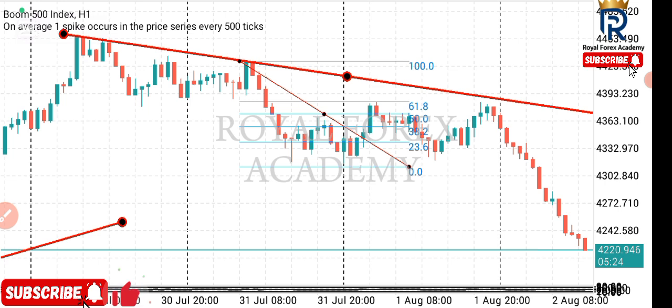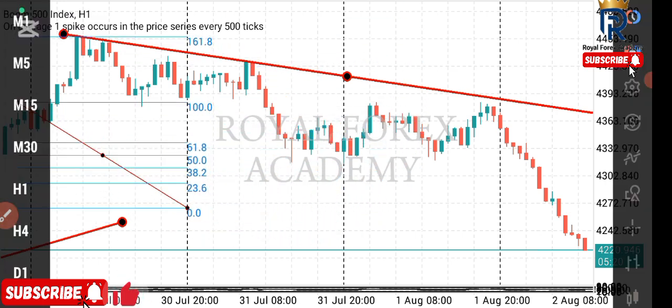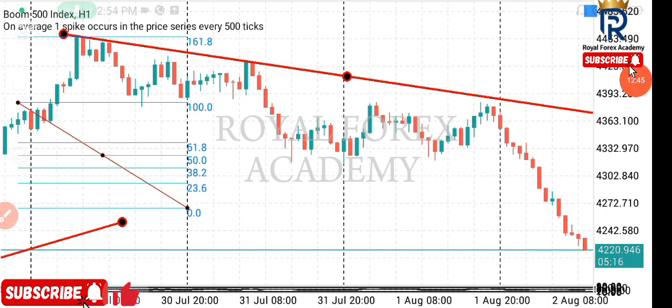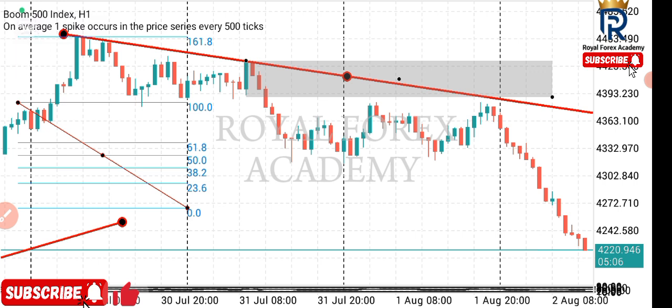Another way is for you to identify zones. You can identify your zones of order block. For instance, this is the last order block before that particular move. So you can identify your order block. So you can see that, even in this order block, price did not retest that particular order block.